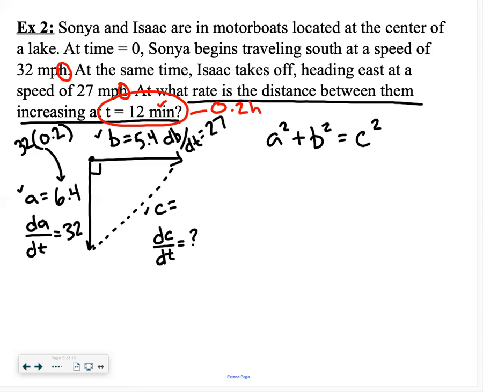How do we find C now? I don't have a dC/dt, so I can't do the same thing for C. But what I do have is an A and a B. Now I can find C. If I just take the square root of both sides here, it should be 6.4 squared plus 5.4 squared equals the square root of c squared. C would actually come out to 8.4.